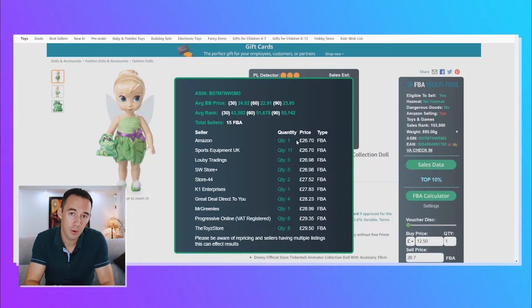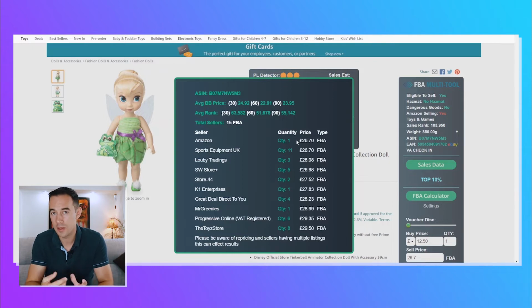Now let's say, for example, I worked out this listing is doing about 7 sales per month. Let's call it 8. And let's say there are going to be 3 other sellers on the listing, add me in, that makes 4, do my maths. So 4 sellers competing against the buy box on a listing which sells 8 per month. That means I'm most likely going to make 2 sales in a month. So if I were to buy this product today, in a 1 month period I'd expect to make 2 sales.